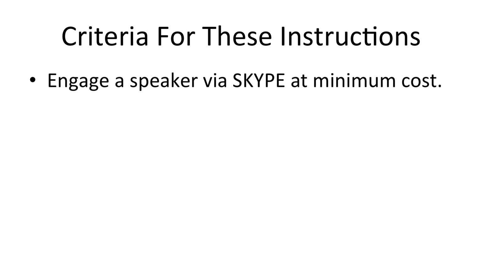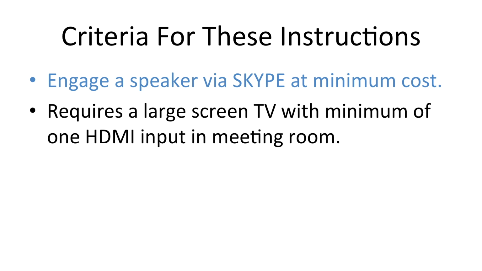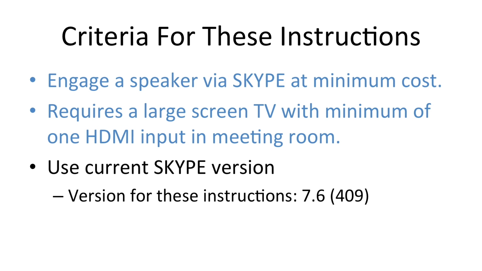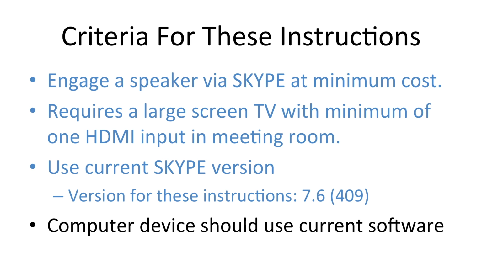Criteria for these instructions: engage a speaker via Skype at minimum cost. There are more elaborate methods that will produce better results, but at a much greater cost. It requires a large screen TV with a minimum of one HDMI input in the meeting room. Use the current Skype version for each machine, whatever that would be. The version for these instructions is 7.6 (409).